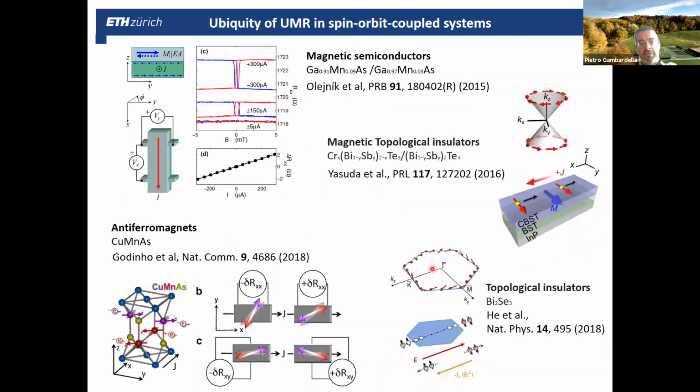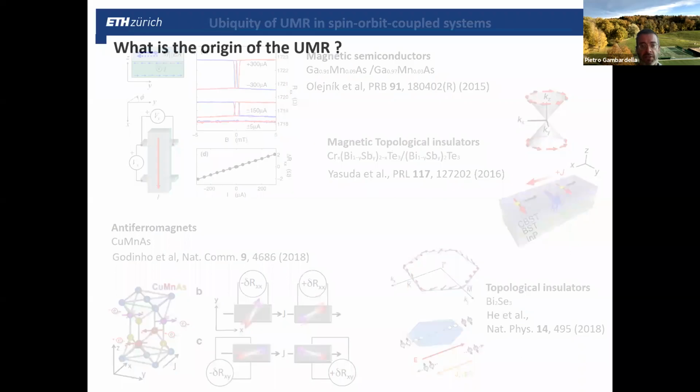And it turns out that this effect, or similar effects, so unidirectional magnetoresistance effect, are observed also in different classes of conductors, for example, magnetic semiconductors, topological insulators, and antiferromagnets. So they are quite common and essentially a signature of spin orbit coupling in this system.